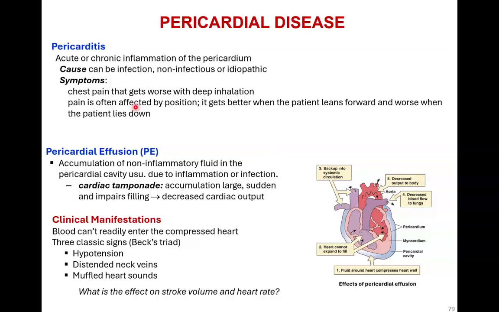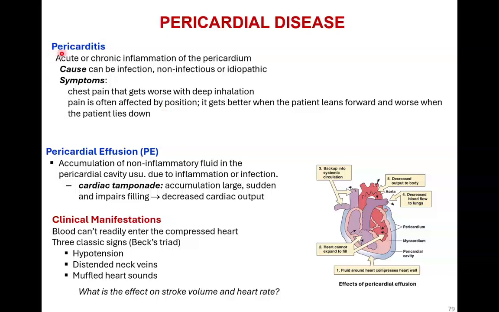The pain is affected by position. It tends to get better when the patient leans forward and worse when the patient lies down. Why is that? What happens when the patient is lying down? When you're lying down, the heart and the pericardium are more compressed and stretched in a horizontal position, and so they're rubbing against each other, and that can increase the level of pain.